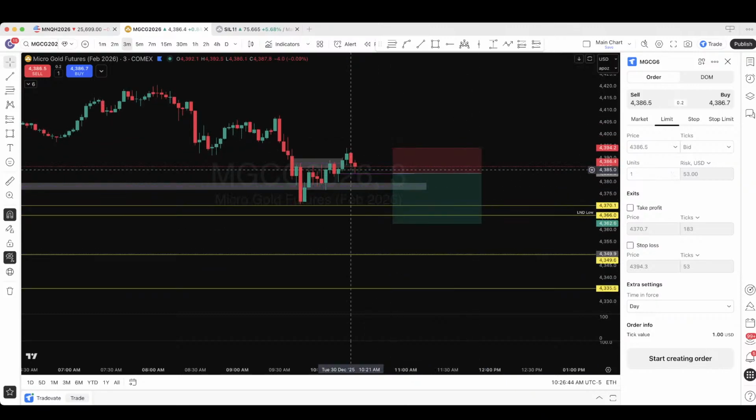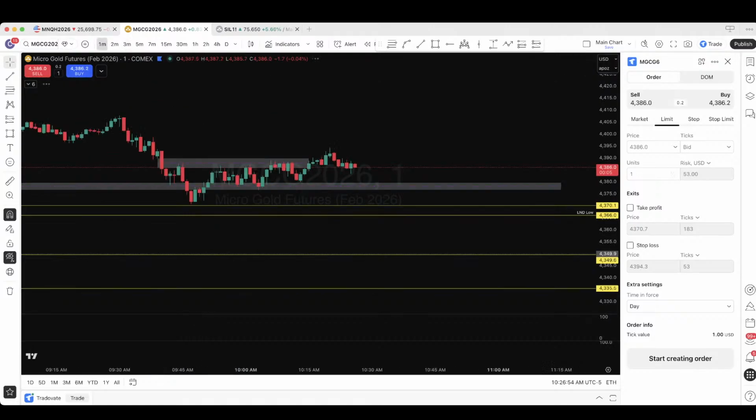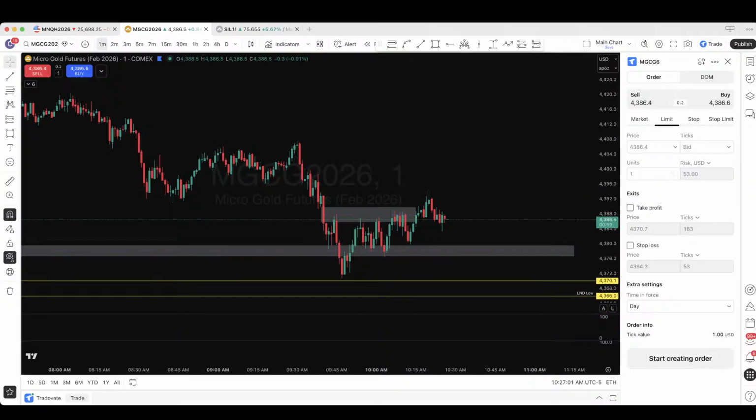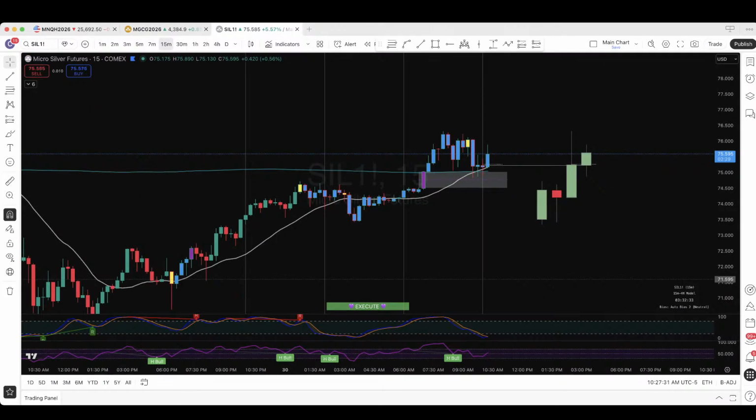But it has to break structure here for it to go down. If it doesn't break structure, I'll look for more up, or more chop. Chop, chop, chop. I'm gonna make a chop screen. YOLO traders might have had fun today. I didn't know silver was up 5% today.